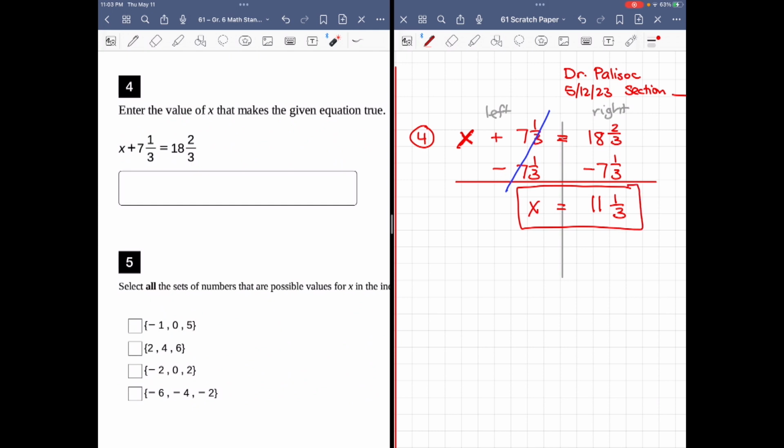So our final answer is x equals 11 and 1/3. Write it in your answer box. 11 and 1/3. So problem 4 is done. Go ahead and close it off on your answer sheet or on your scratch paper.